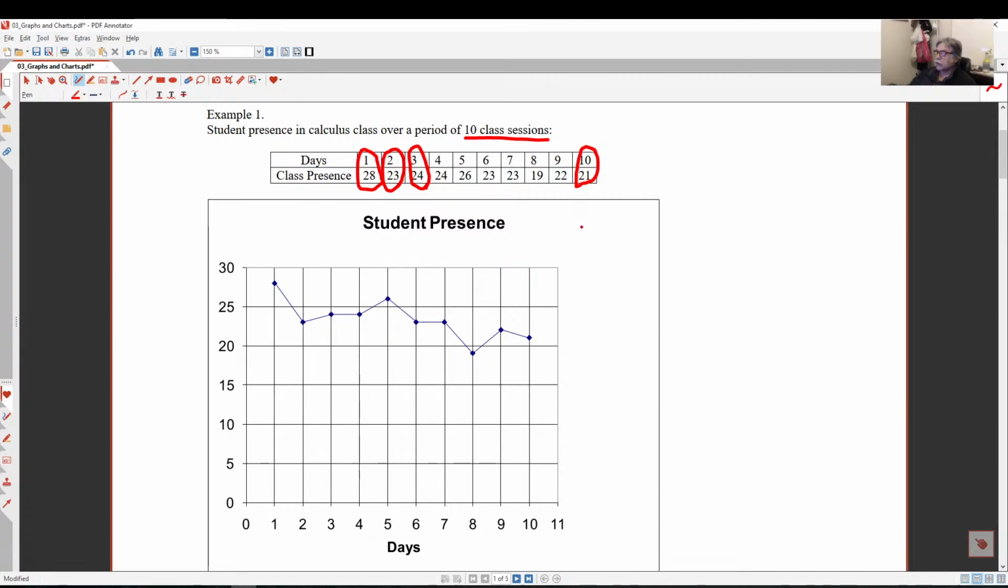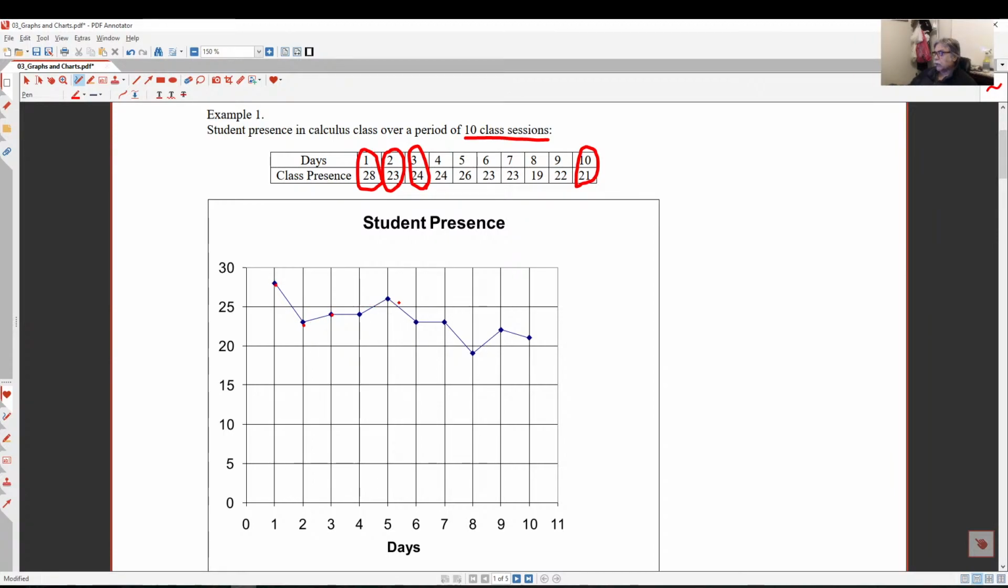You could use this as an X and Y for the points. The first day, 28. The second day, 23. So (2, 23) is a point. The third day, 24. The point is (3, 24). So you plot each day, and then you connect the points by using line segments. So we have this type of line graph. The actual name is a time series plot.